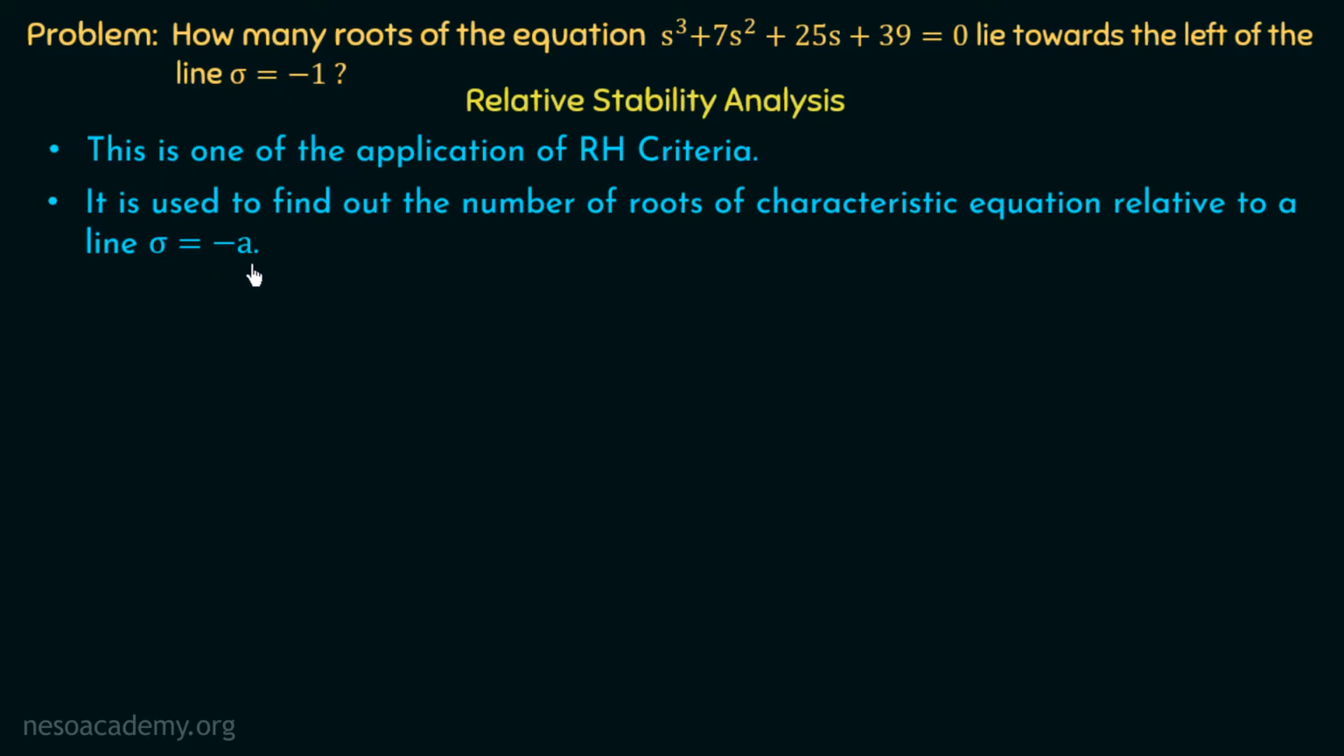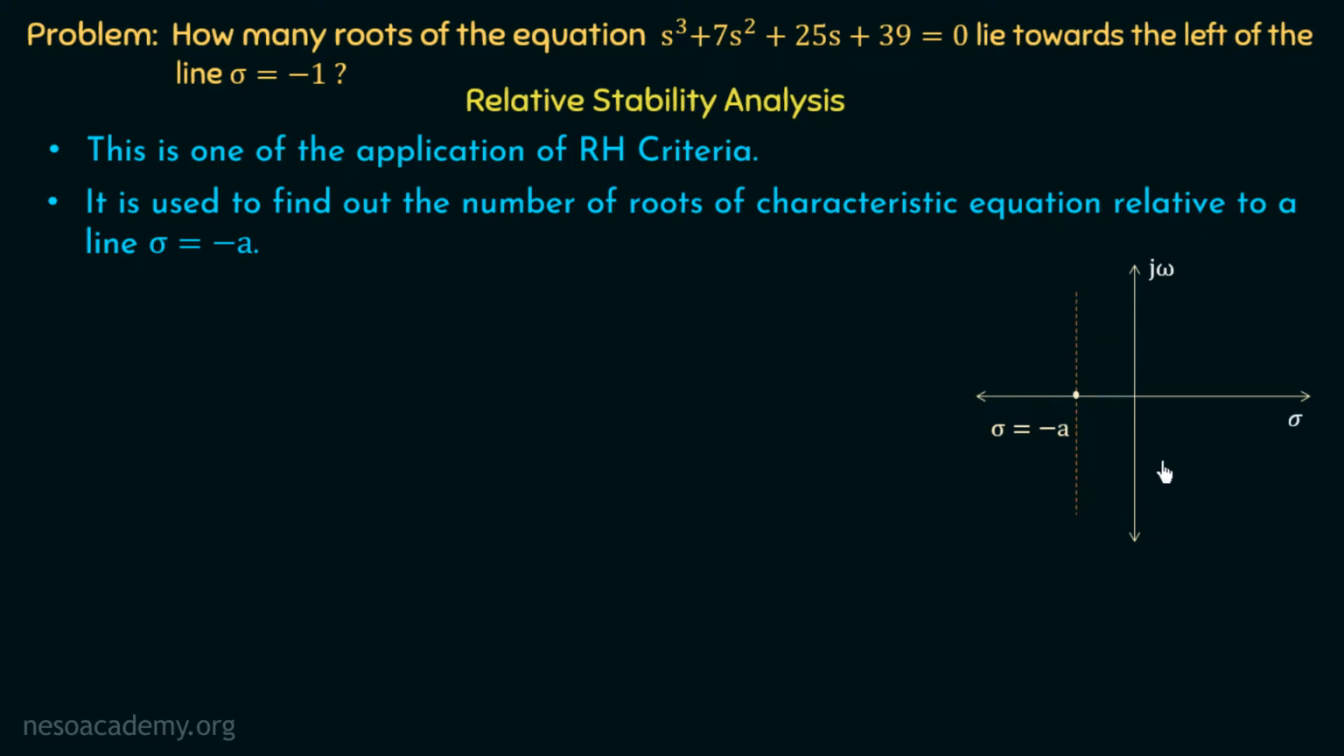equal to -a. Let us consider a pole zero diagram in which the real axis is the sigma axis and the imaginary axis is the j omega axis. Now if we consider a line sigma equal to -a in the sigma axis, then we can find out the roots relative to this line. That is, we can determine the number of roots of any characteristic equation lying in the left of this line, in the right of this line, and on this line.